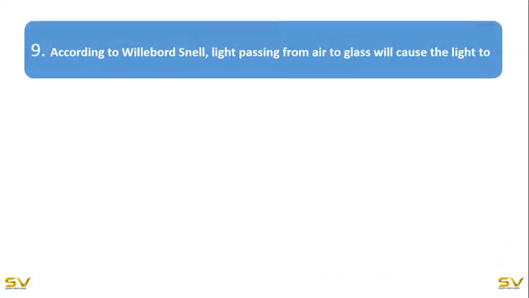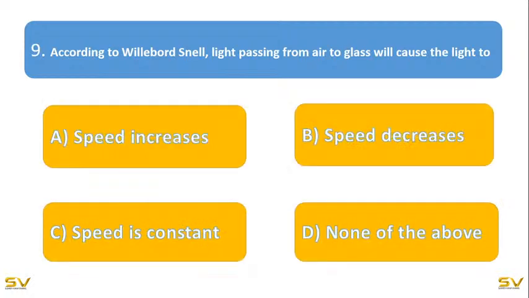Very good. Now coming to the next question. According to Willebrord Snell, light passing from air to glass will cause the light to. Means according to Snell, you already know about Snell's law. So light passing from air to glass, when it is moving from air to glass, it causes the speed to increase, speed to decrease, speed to remain constant, or none of the above.